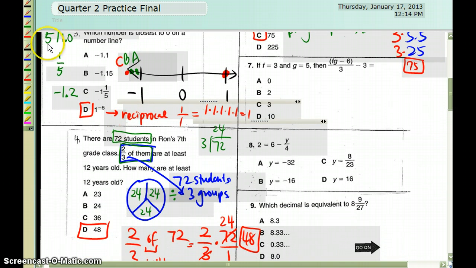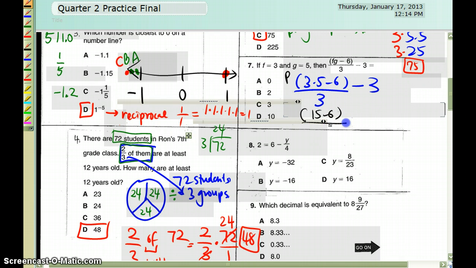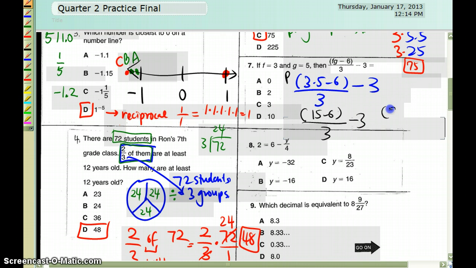Number 7, again, I'm going to plug in PEMDAS. So FG minus 6 is going to give me 3 times 5 minus 6, close the parentheses, divided by 3, and then later subtract that by 3. So following PEMDAS, I'm going to do parentheses first. In the parentheses, I get 15 minus 6, which is the same as 9. Okay, so then I'm going to go from here. I'm going to get 9 divided by 3 minus 3.